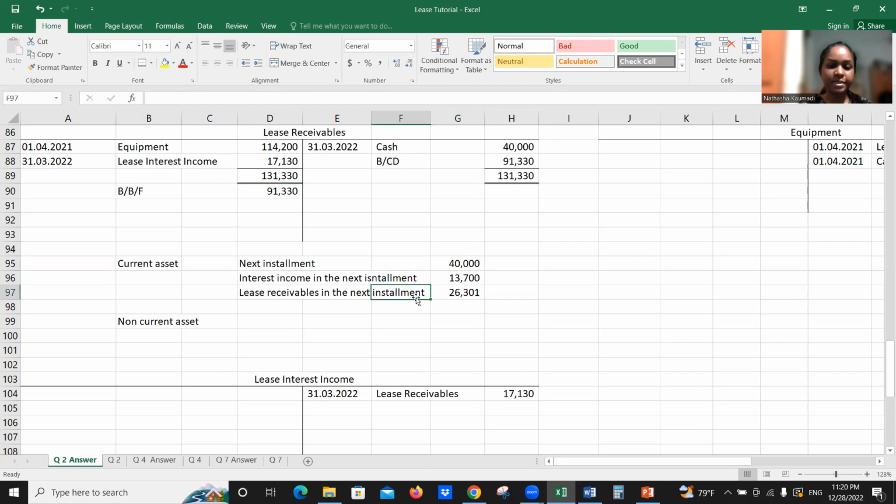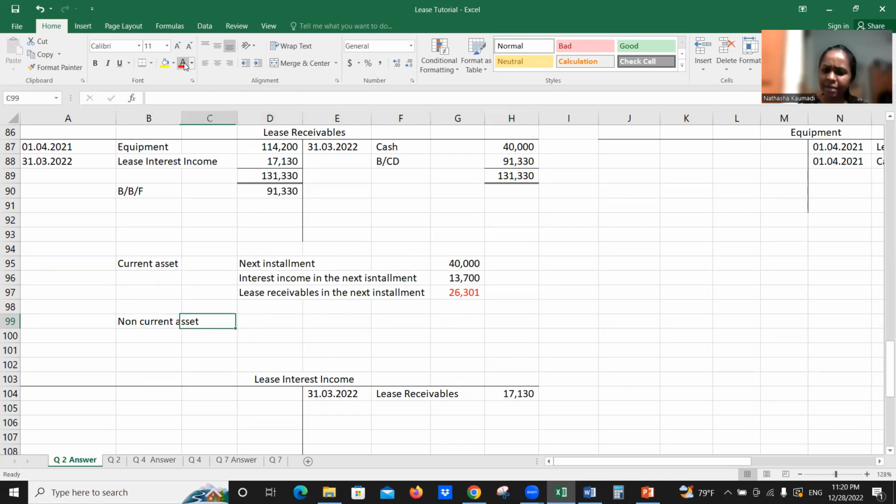So 26,301 will be received next year as the current asset. Next year, 26,301 is received. This is the current asset. It will be realized within 12 months.